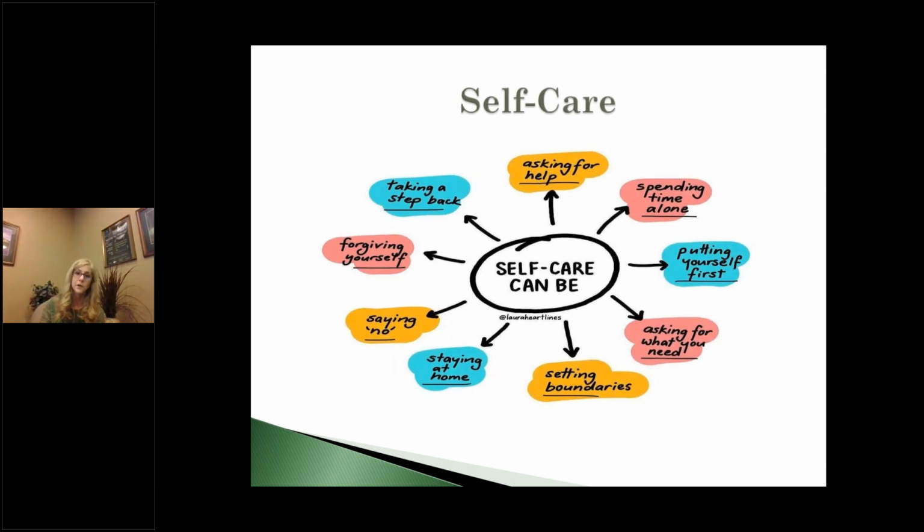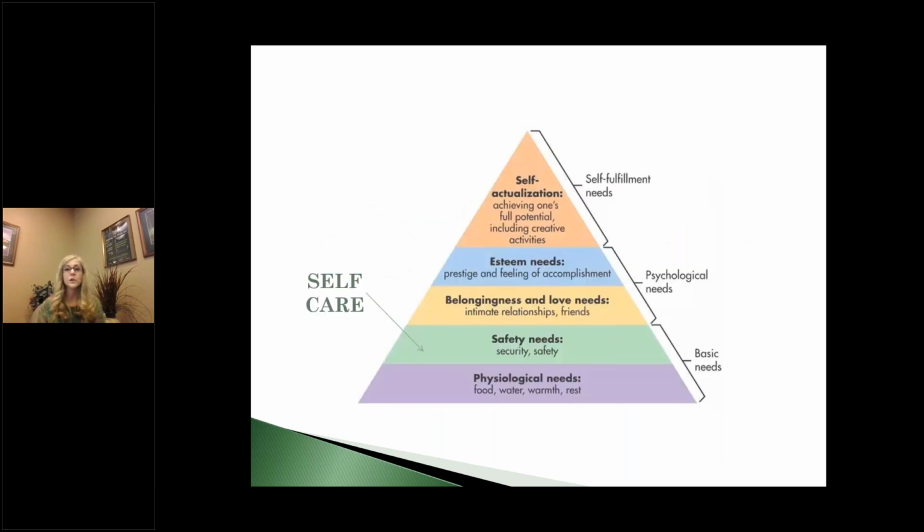And now into our self-care section. It's important to take that step back. I think we've talked about all these things. Ask for help. Spend some time alone, putting yourself first, asking what you need, setting those very, very healthy boundaries, staying at home sometimes, and or going out and saying no. So forgiving yourself is critical, as I said earlier. In order to ever be able to have that compassion for self and others, you're going to need to work on this forgiveness.